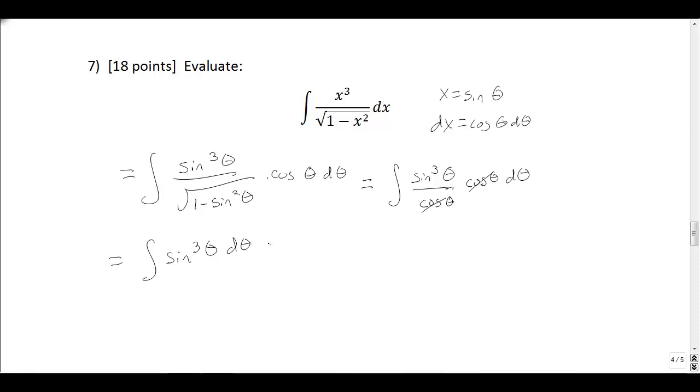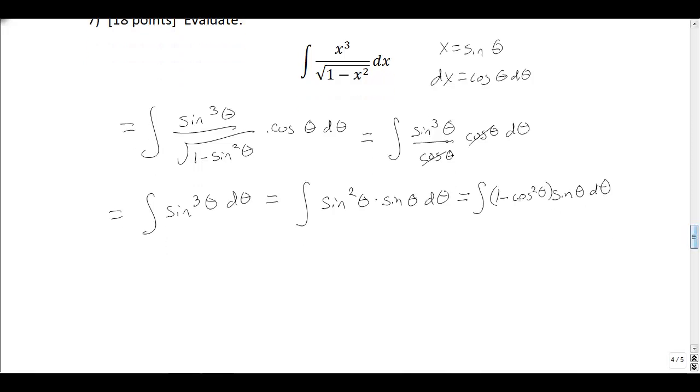Now, what you do with this is, I think, from the previous question, the kind of thing that people were doing with that cosine to the fifth. Here you do that here. So you take your sine cubed, and you split it up as a sine squared theta times a sine theta d theta. And then the sine squared theta, you write as 1 minus cosine squared theta times sine theta d theta. And now you can do a substitution where you're going to do u equals cosine theta.